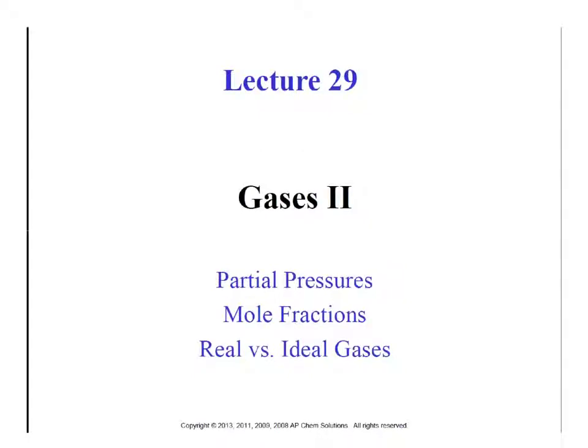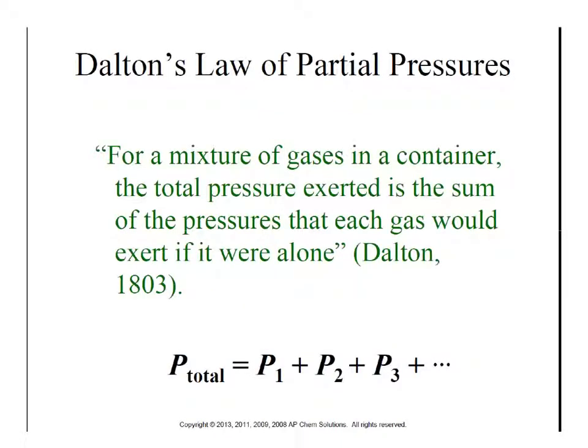Alright, we're going to talk today about a couple more properties of gases. So the first one is partial pressures. Dalton's law of partial pressures says if you have a mixture of gases inside of a container, there's going to be a total pressure inside of that container. So we could stick a barometer on that, measure the pressure inside, and the total pressure is going to be equal to the individual pressures of the different gases added together.